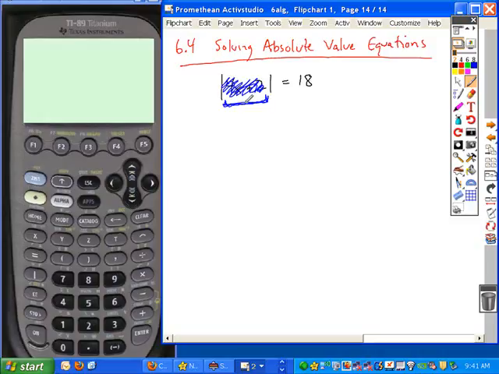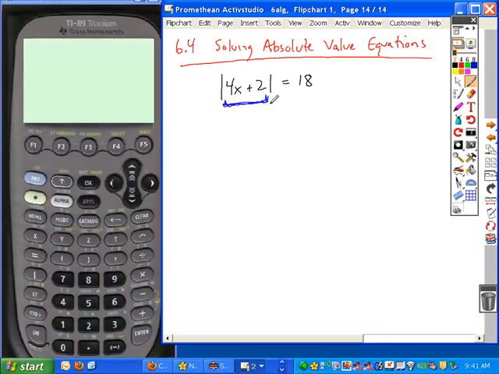So either negative 18 or 18, right? There's two possibilities. The absolute value of negative 18 is 18. The absolute value of 18 is 18. So there's two possibilities here. You have to take into consideration both those possibilities.